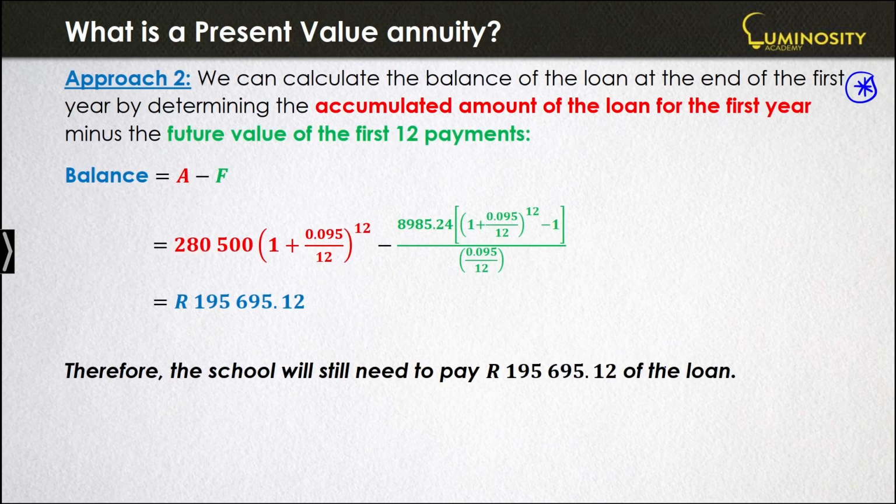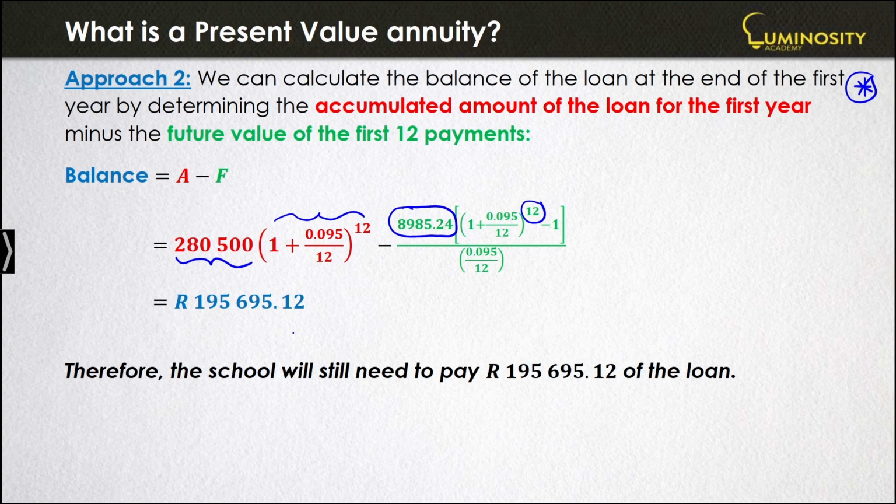The second approach is to calculate the balance by determining the accumulated amount of the loan for the first year. So essentially how much the loan is going to be, minus the future value of the first 12 payments. So after you've paid 12 payments off, the balance is given by, so that is 280,500. That's how much you are borrowing. And that is going to accrue interest over 12 months, okay? Minus this amount you've been paying for 12 months. That'll give you the balance that's actually going to be left over after the 12 months. And you can see mathematically it works out to the same solution.